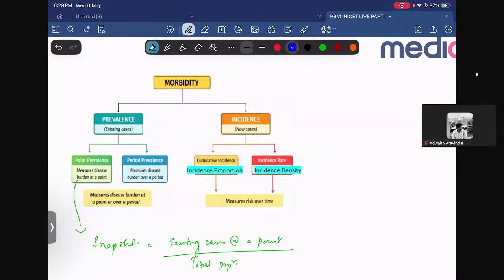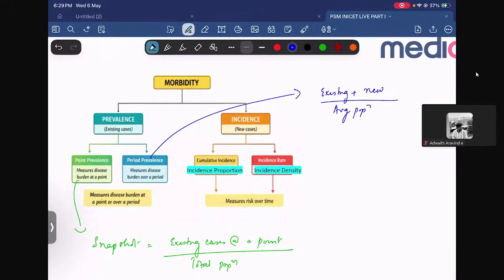Similarly, you have something called the period prevalence. So it's in the name. Point prevalence is at a particular point. Period prevalence is during a period. So you have a particular period, say 1 week, 2 weeks, 1 month or whatever. During that period, how many total cases exist? And how many people were being studied in that total period becomes the denominator. So period prevalence would be existing cases at the start of the period plus new cases which develop during your study period, divided by the total population or average population in that period.